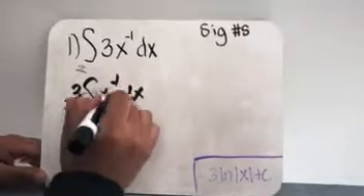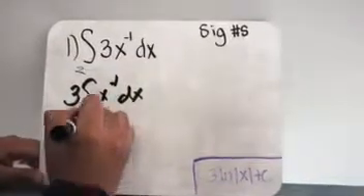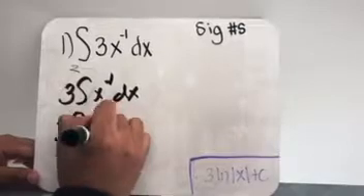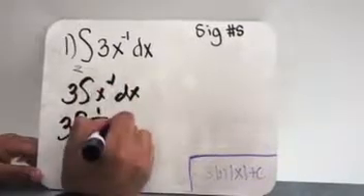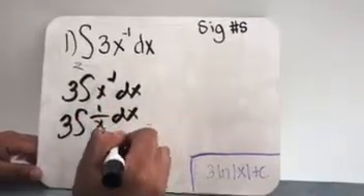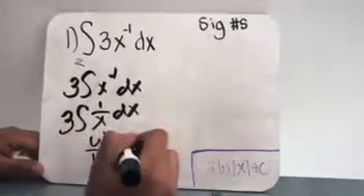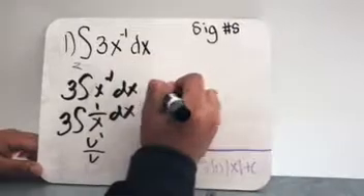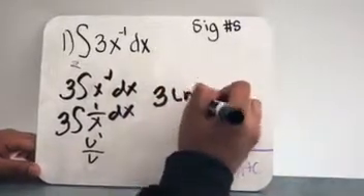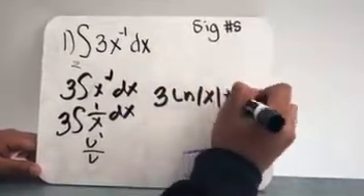And then you could rewrite that to 1 over x, because it turns positive when you move it to the bottom, dx. And as you know, this is u prime over u, so that's going to be ln. So your answer would be 3 ln absolute value of x plus c.